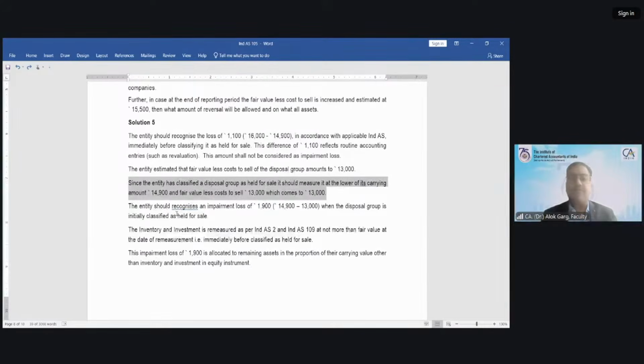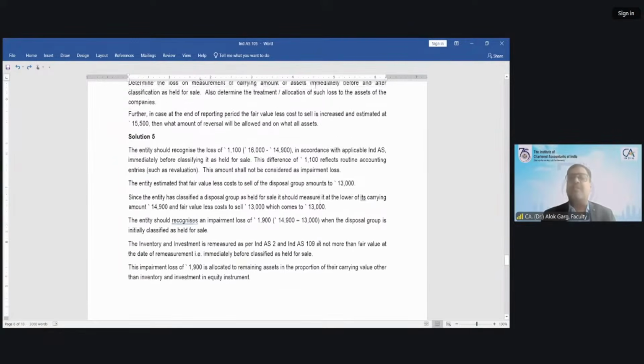Which comes to 13,000. The entity should recognize an impairment loss of 1,900, 14,900 minus 13,000, when the disposal group is initially classified as held for sale. The inventory and investment are remeasured as per Ind AS 2 and Ind AS 109 at not more than fair value at the date of remeasurement, which is immediately before being classified as held for sale.